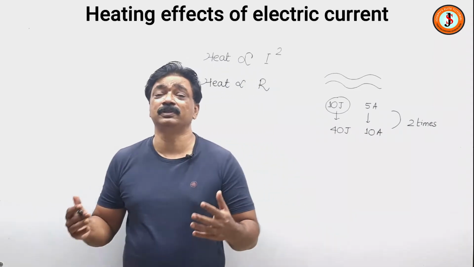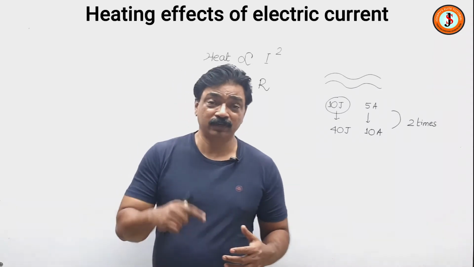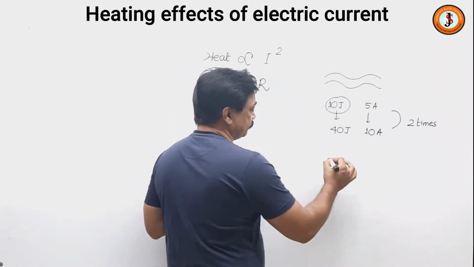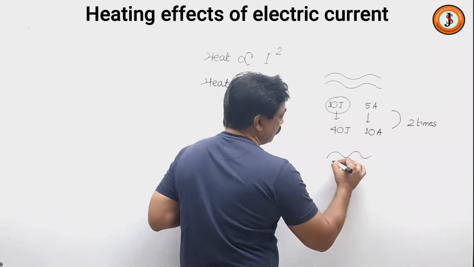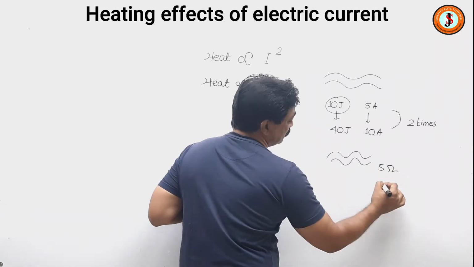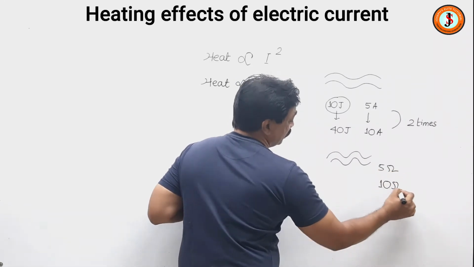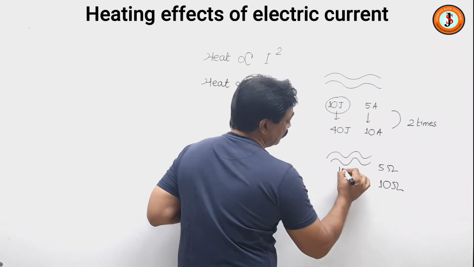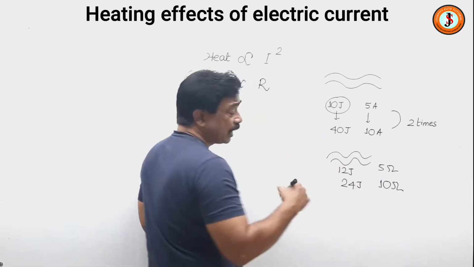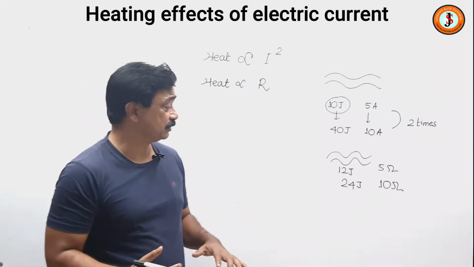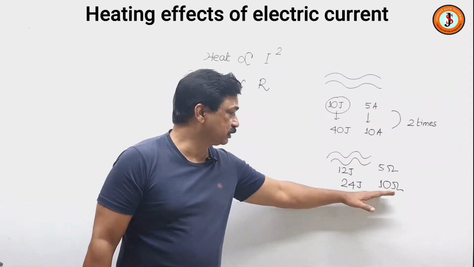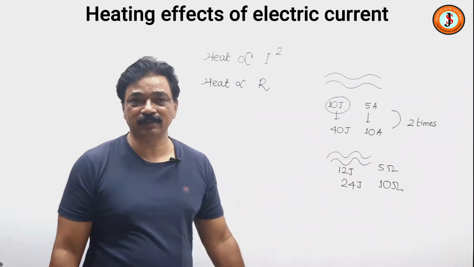Its resistance will be a little higher. And when you increase the length, the resistance increases. So suppose you've got a wire whose resistance is now 5 ohms, and you increase the resistance to 10 ohms. Then suppose it was producing 12 joule of heat, it will now produce 2 times that. That means the number of times the resistance increases, the same number of times the heat produced will increase. So 5 2s are 10, 12 2s are 24. So it is directly proportional.